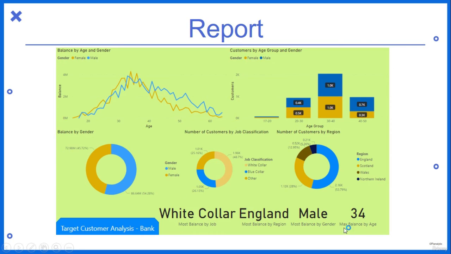These are few of the data that we can have a look at, like white collar is the most balanced by job, England is the country or the region which is giving us the most balance, male is giving us the most balance, and 34 is the optimum age of our customer that is giving us the maximum balance. So this is the analysis that we did with the help of this report, with the help of the data set of the customers. Now we would be looking at the step-by-step process to create a report similar to this for ourselves. So let us start.